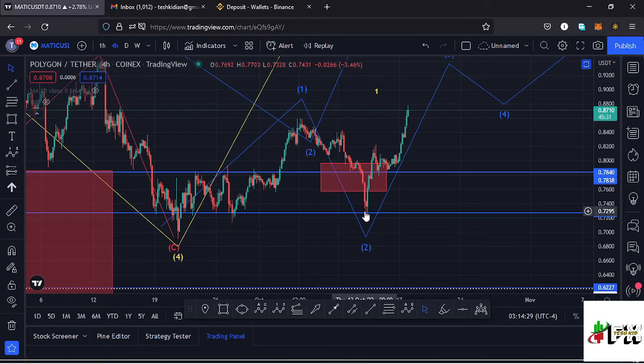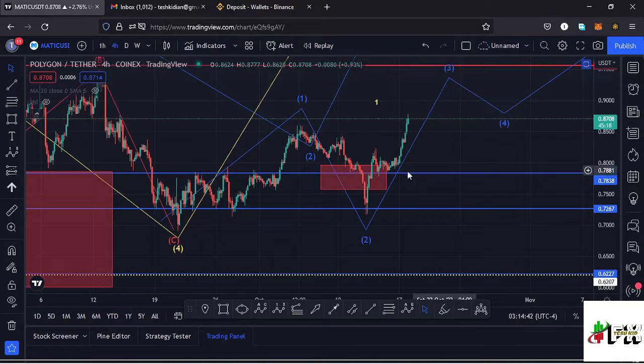But we saw a reaction at the fib level 0.78 mark, which perfectly lies at the key area of support at around the $0.72 mark. Then after seeing the reaction of that fib level, we are seeing a very nice bounce to the upper side, which is an impulsive movement from what we can see.